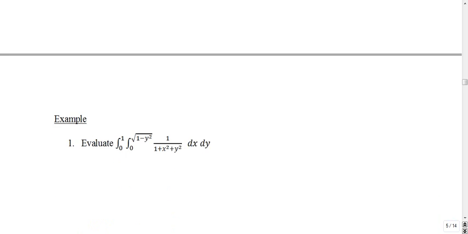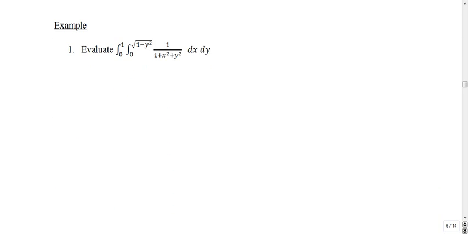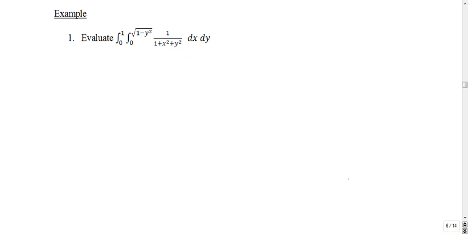Okay, let's continue. We're going to do some more problems. So evaluate this integral. If I give you something like that and I don't tell you what to do, you should think that you need to convert to polar coordinates. How do I know that? Look at the integrand and also look at the limit for the integral.